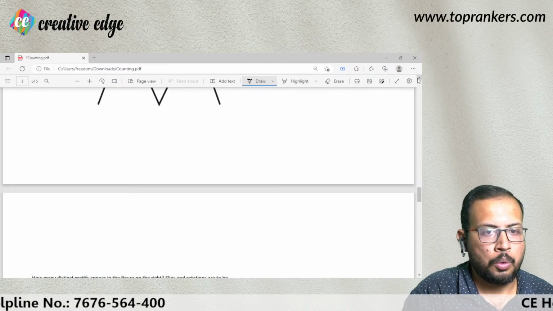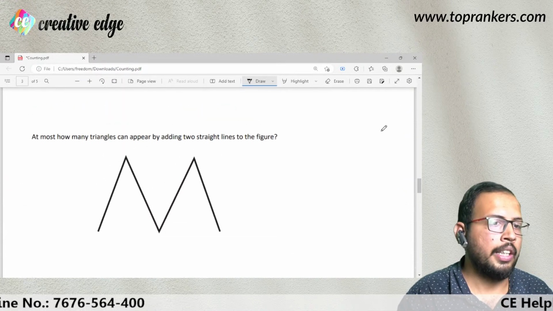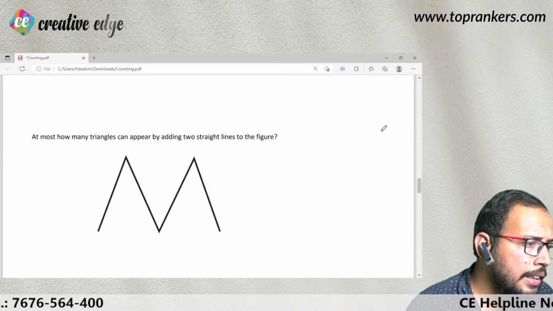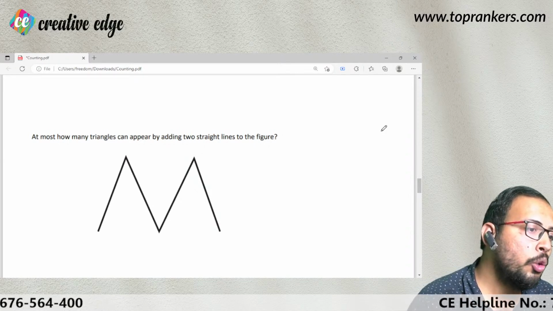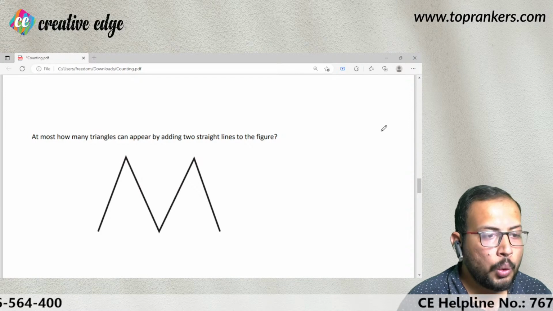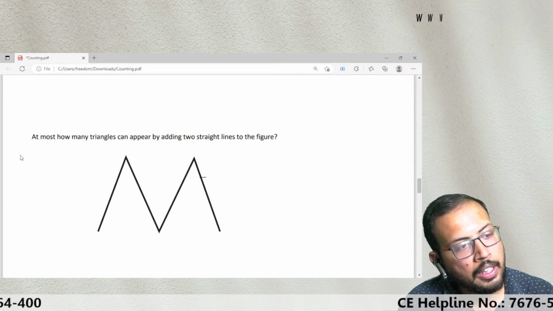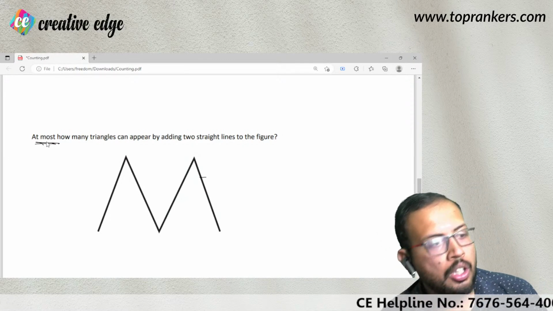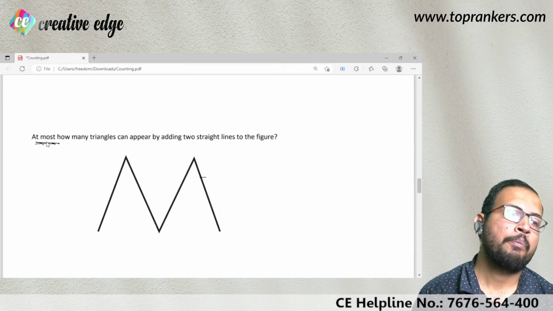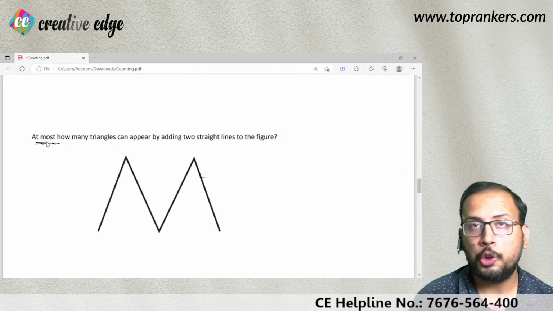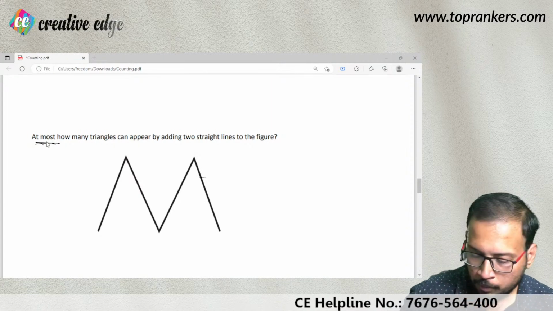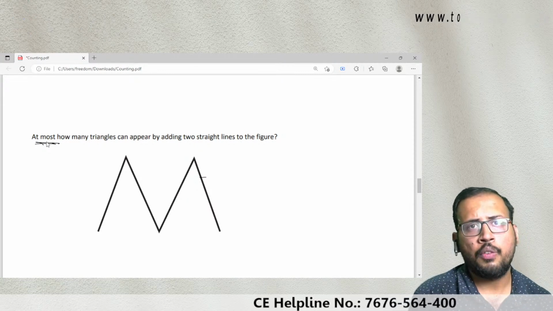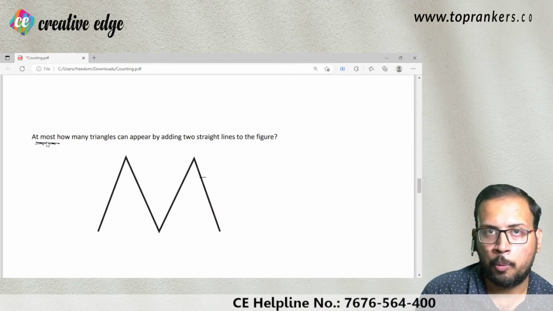ओके, सो अगले question पर आ जाते हैं. Now in this question again you have to count. Now what you have to count in this question? At most how many triangles can appear by adding two straight lines to the figure. The question is asking at most how many triangles can appear by adding two straight lines to the figure. ठीक है? So दो line आपको खींचनी है और फिर कितने triangles बनेंगे ये आपको बताना है.